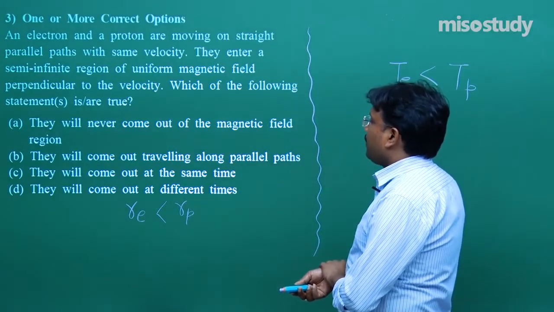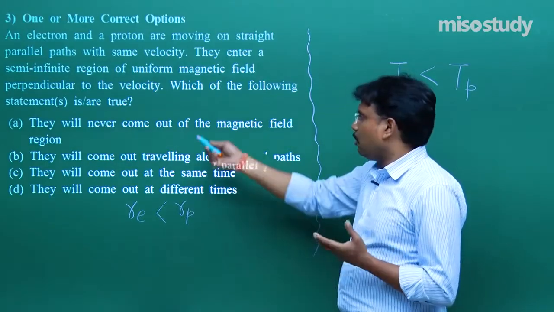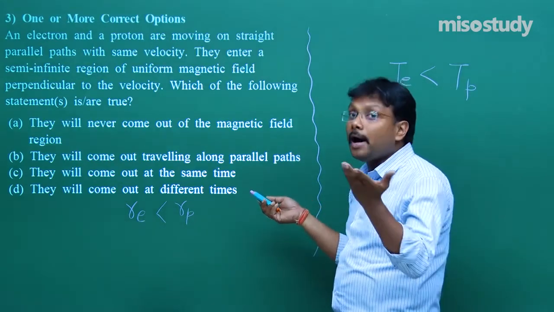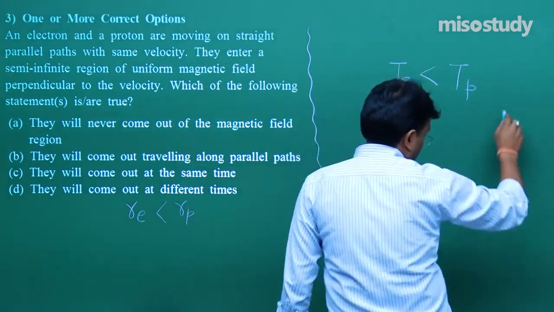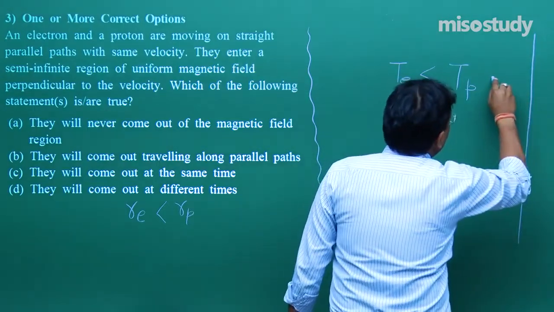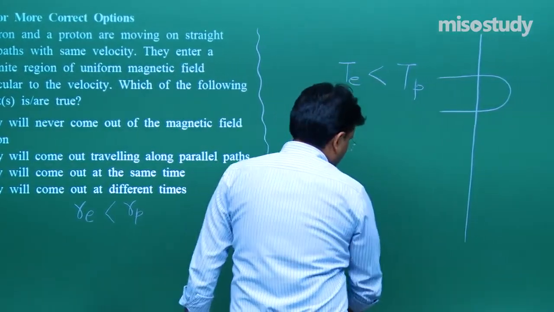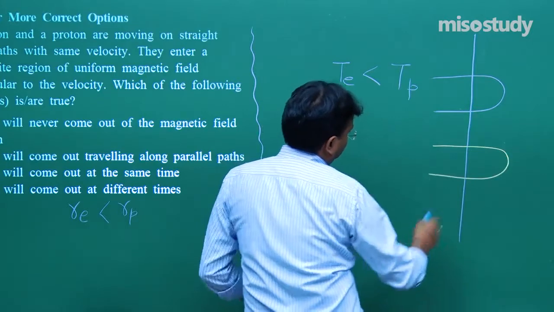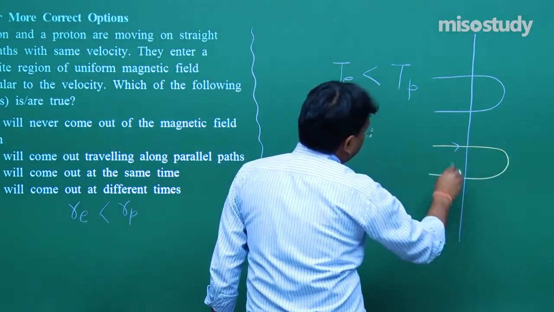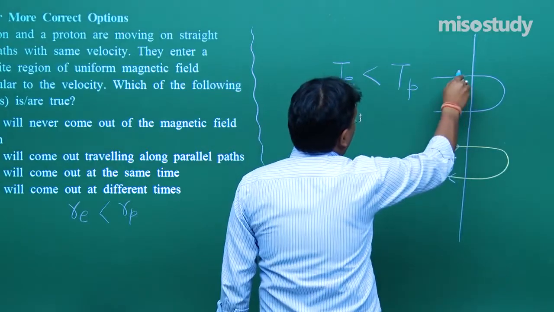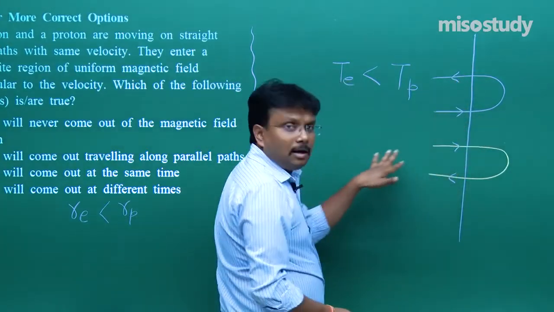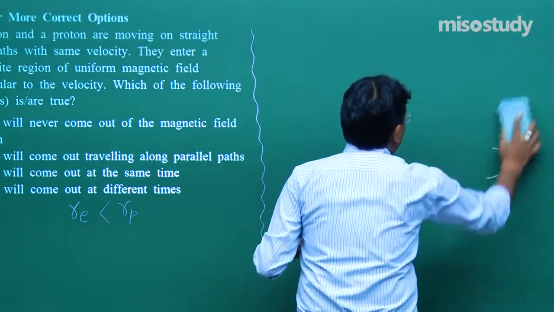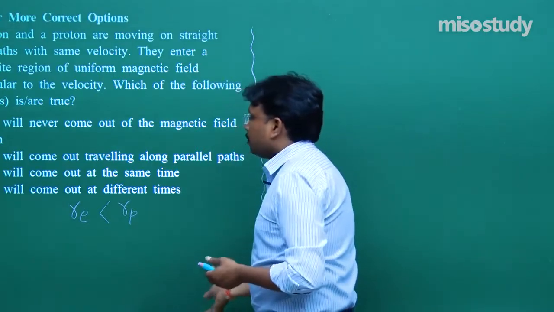They will never come out of the magnetic field region, no, they will come out. So, option A is not the correct one. They will come out travelling along parallel paths, yes. Why? Let me show you quickly. Fine. Similarly, it will enter over here, come out over here. So, parallel entry, parallel outgoing. This is the path. So, they will come out travelling along parallel paths. So, this option B is correct.